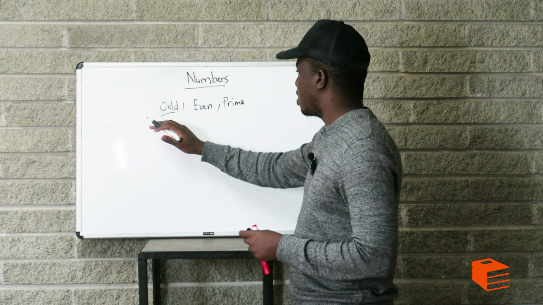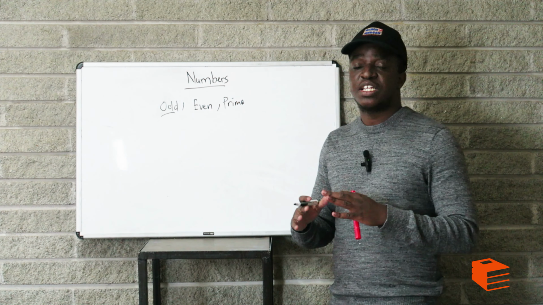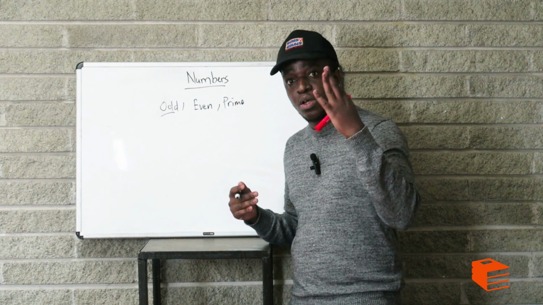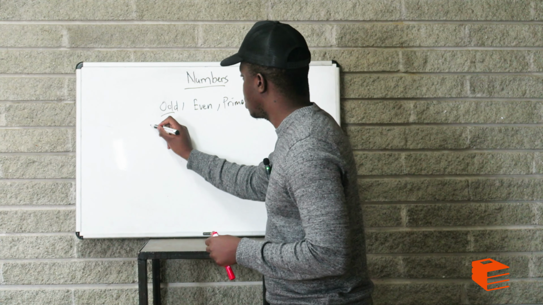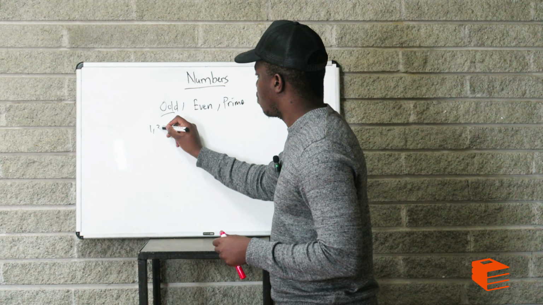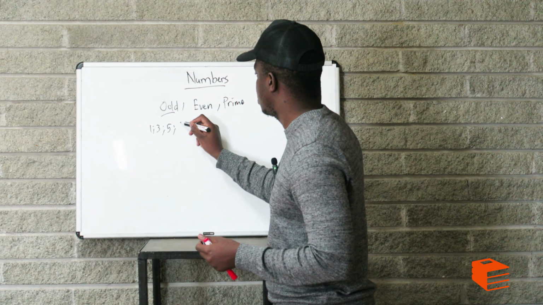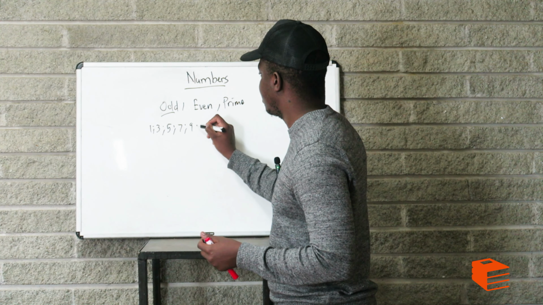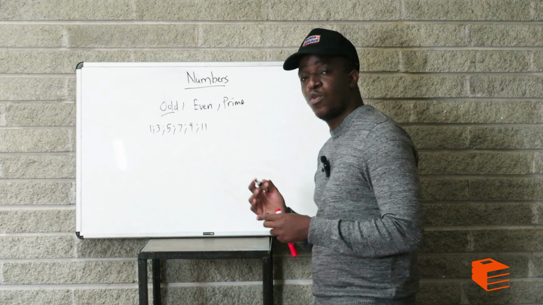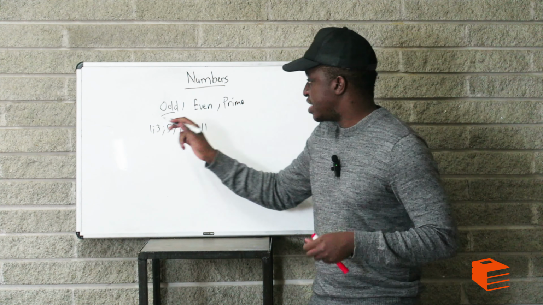What are odd numbers? Odd numbers are any number that is not divisible by 2. So for instance, 1, 3, 5, 7, 9, 11, and so forth. And so these are odd.